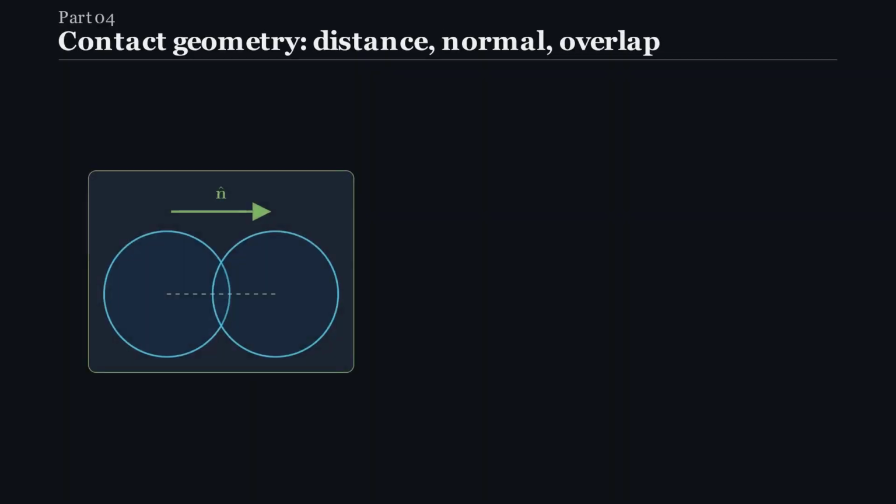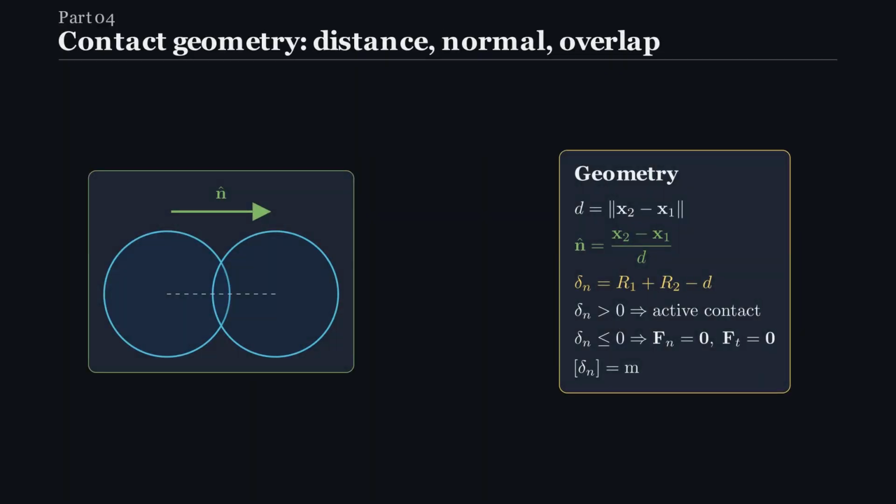The center distance is d. The contact normal is the unit vector from particle 1 to particle 2. The scalar overlap is r1 plus r2 minus d. A contact is active only when this overlap is positive. If the overlap is zero or negative, both the normal and tangential contact forces vanish.